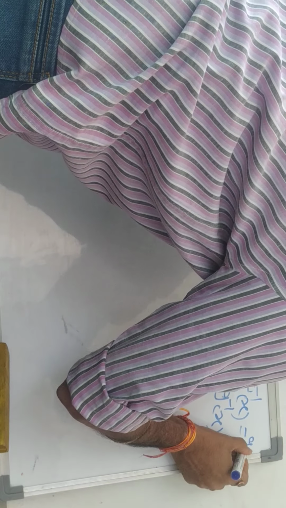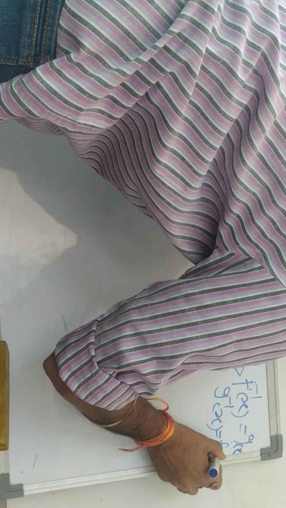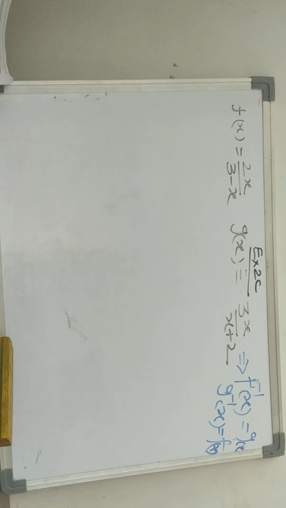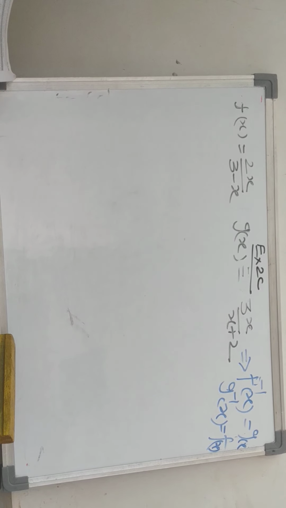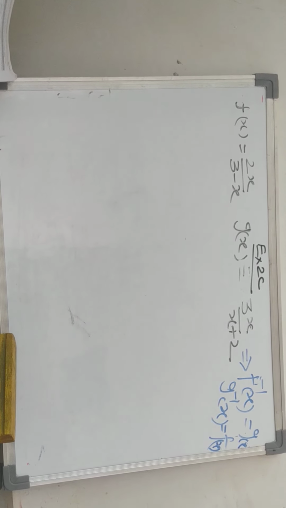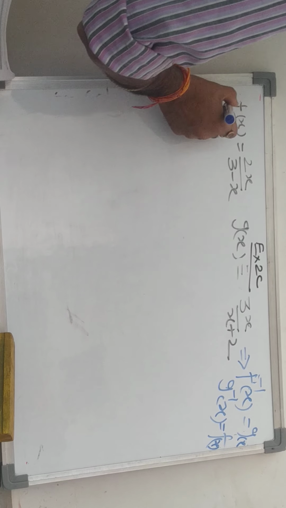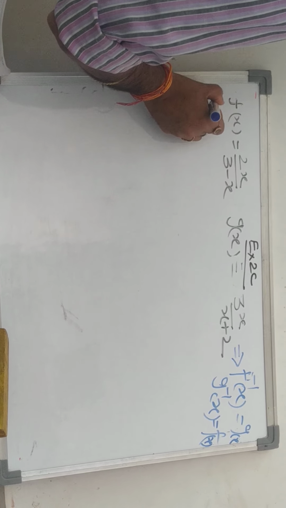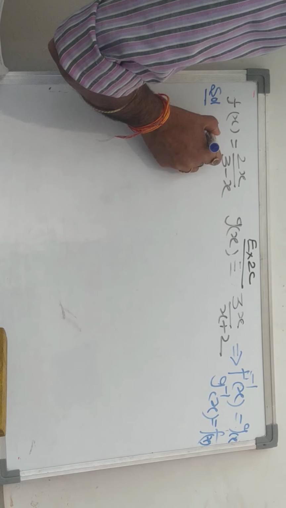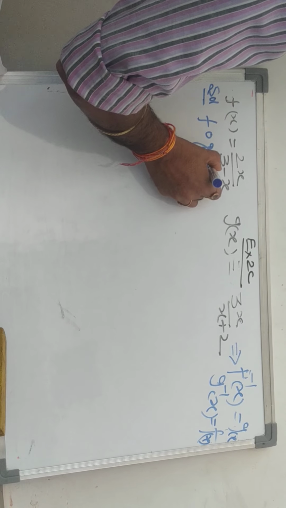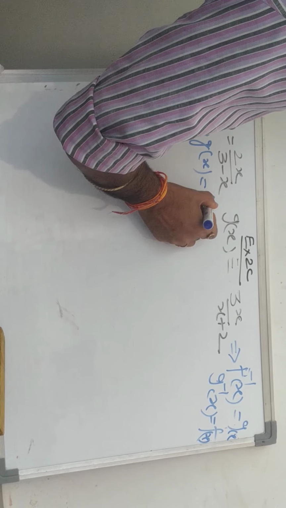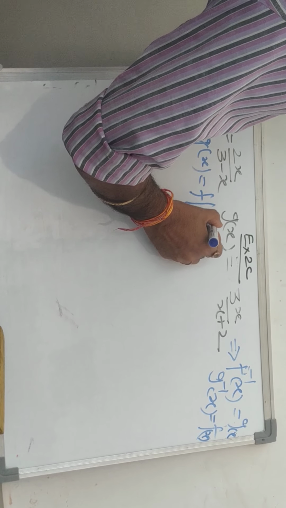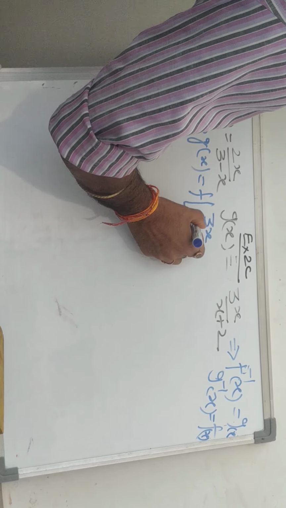F inverse x is equal to g(x), and g inverse x is equal to f(x). To find out that f(x) is the inverse of g(x) and g(x) is the inverse of f(x), we use the composite function. First of all, we have to find f of g(x). To find f of g(x), we put 3x upon x plus 2 in place of g(x).